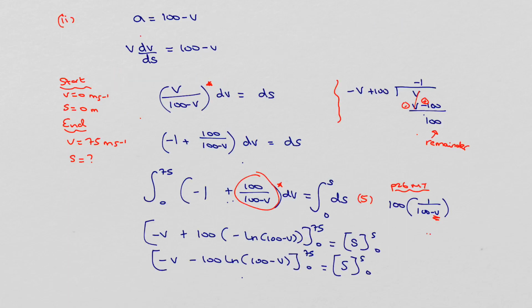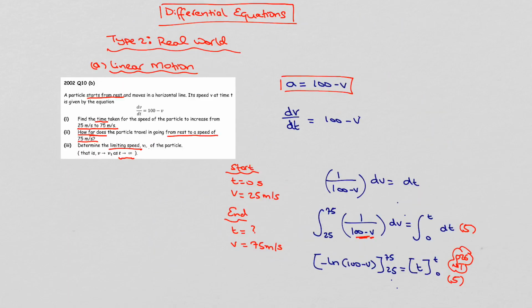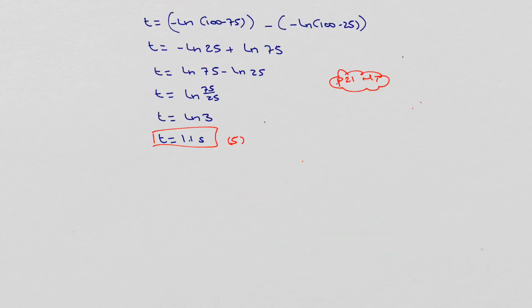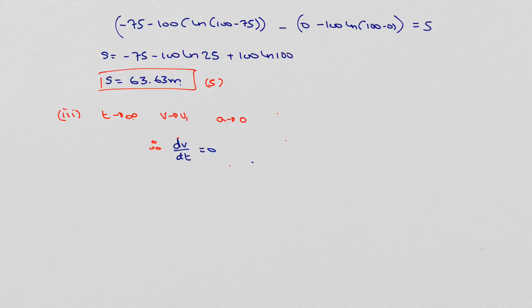And what did we get for dv dt? Well, if we go back, we had dv dt was 100 minus v. And therefore, the velocity v1 must be tending towards 100 meters per second. And there was 5 marks going for that. Okay.